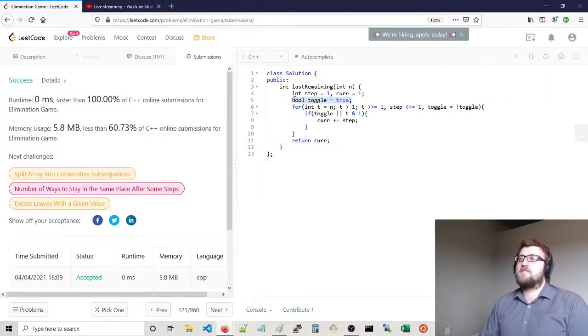Can we get rid of the toggle and the step and all that? Maybe. I don't know. I'm trying to use less memory, right? Nah, that's probably fine where it is.